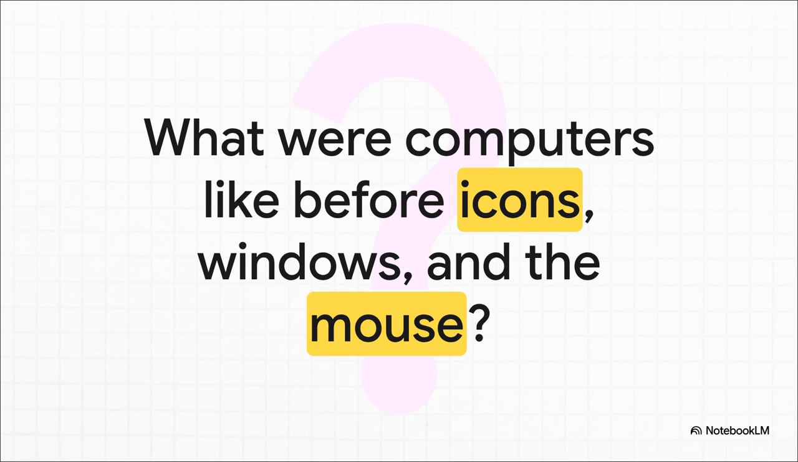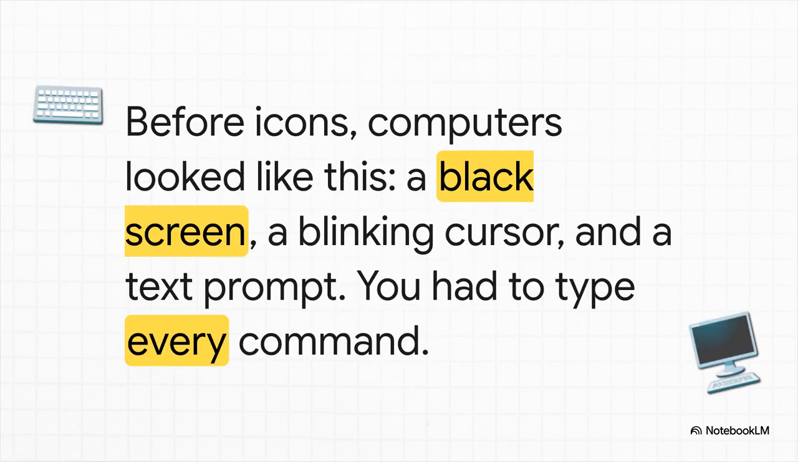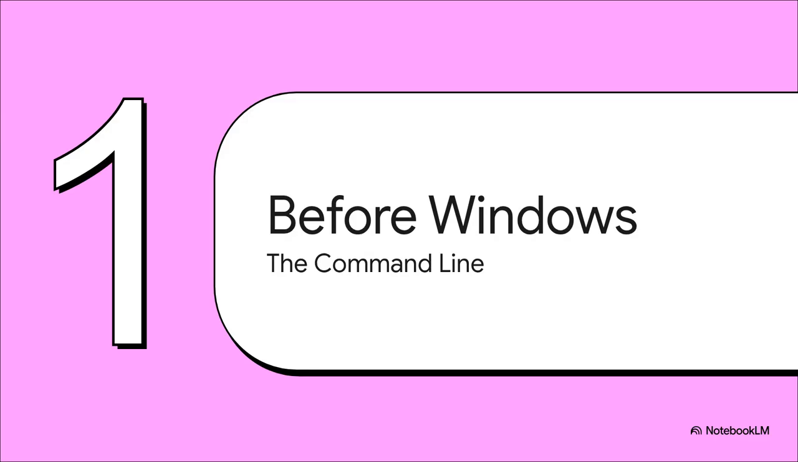It's a question that really gets to the heart of one of the biggest revolutions in technology. Just imagine this, a totally black screen, a little blinking cursor, and this text prompt. That's it. That was your computer. No pictures, no menus, nothing. If you wanted it to do something, you had to know its language and you had to type it perfectly. Yeah, this was the era of the command line, a world that ran on an operating system called MS-DOS.